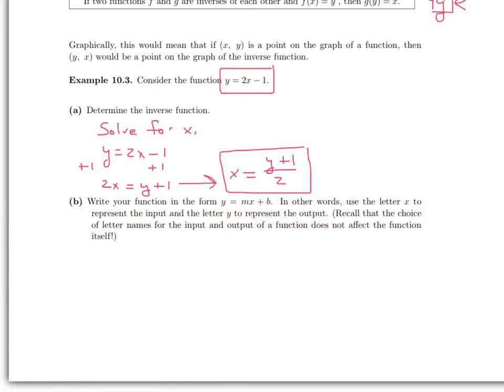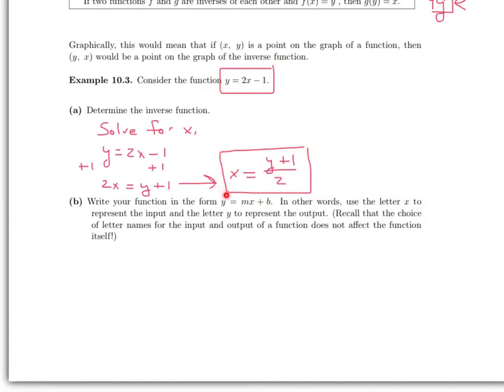Okay, this may seem a little strange to you at first, but remember that when we first talked about functions, we said that the choice of letter names for the input and output variables never matters. So for example, if I went up to my original function, I don't have to use the letters x and y for input and output. I could have used r and s, or t and q. The choice of letter names never matters. Remember that the function is the process that turns inputs into outputs. What you decide to call the inputs and outputs is irrelevant.